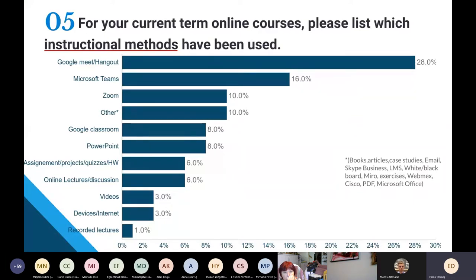28% of students answered that Google Meet or Hangout have been used for their classes. 16% claim that Teams has been used, 10% Zoom. We clustered 10% of students under the other category, talking about books, articles, case studies, narrated PowerPoints, etc.